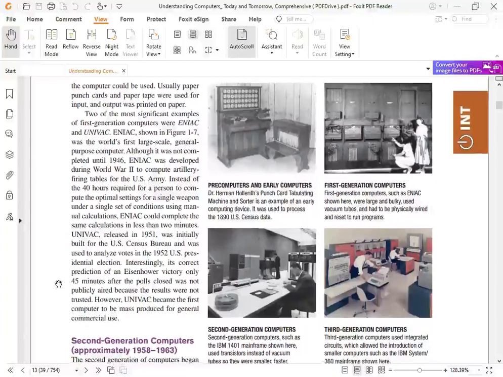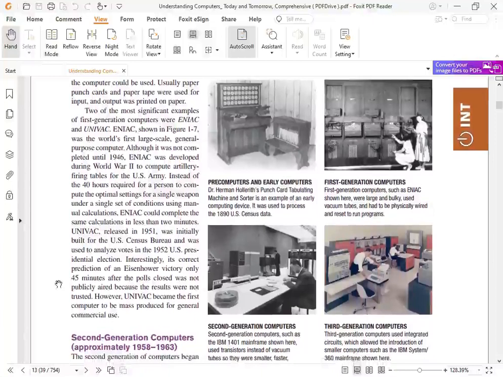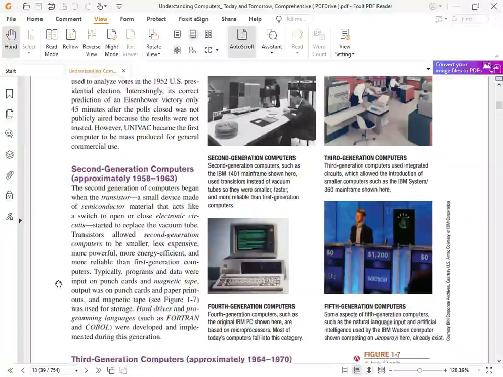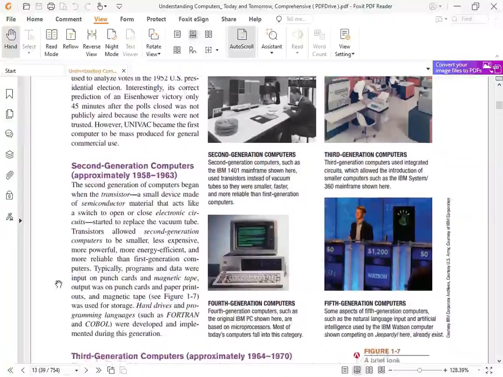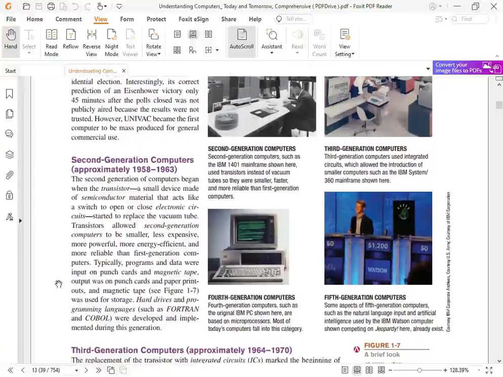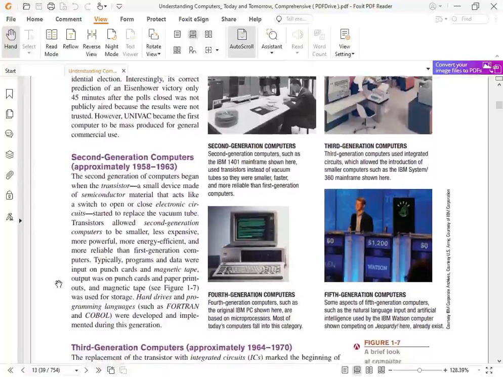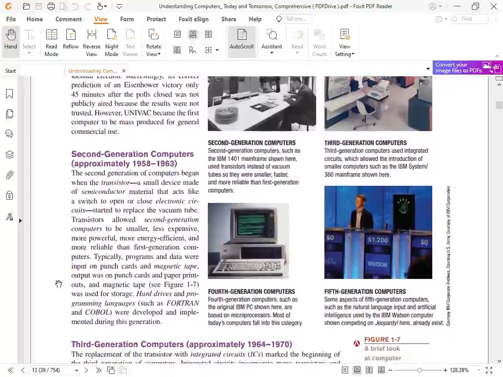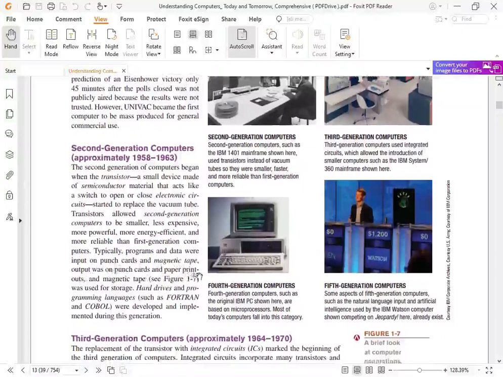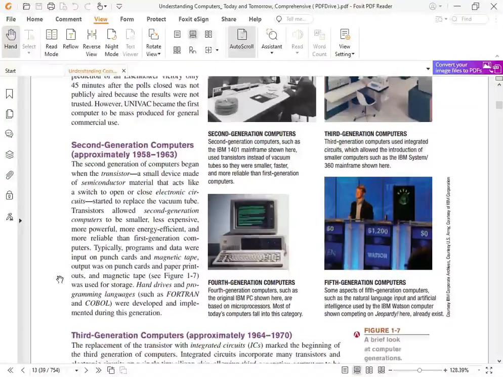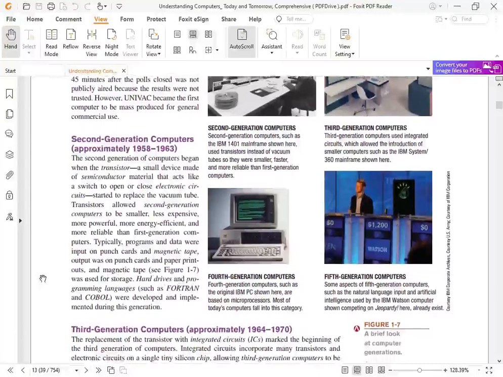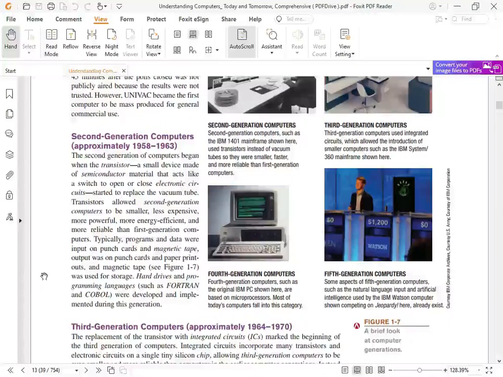Second-generation computers, approximately 1958 to 1963. The second generation of computers began when the transistor, a small device made of semiconductor material that acts like a switch to open or close electronic circuits, started to replace the vacuum tube. Transistors allowed second-generation computers to be smaller, less expensive, more powerful, more energy-efficient, and more reliable than first-generation computers. Typically, programs and data were input on punch cards and magnetic tape, output was on punch cards and paper printouts, and magnetic tape, see figure 1-7, was used for storage. Hard drives and programming languages, such as Fortran and COBOL, were developed and implemented during this generation.